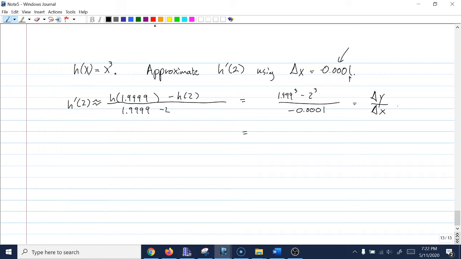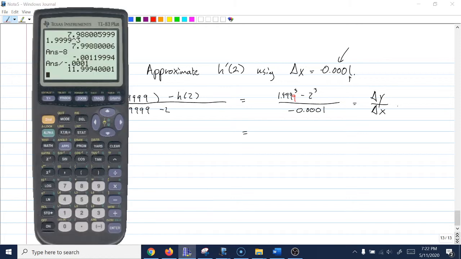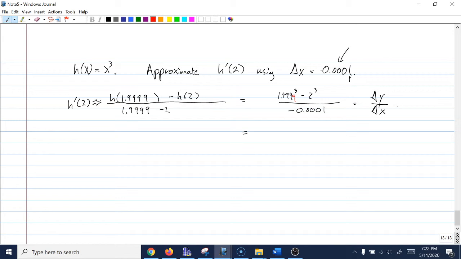Okay, so yeah, I wrote this down wrong. There's supposed to be an extra 9 here. That's where I went wrong. And our answer turns out to be 11.9994.0001.